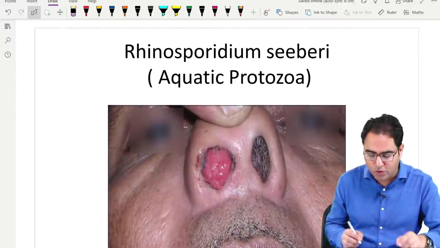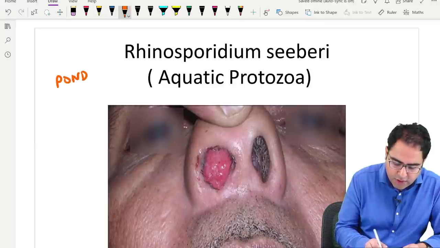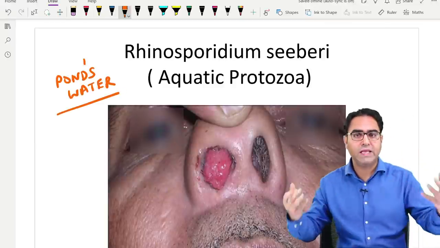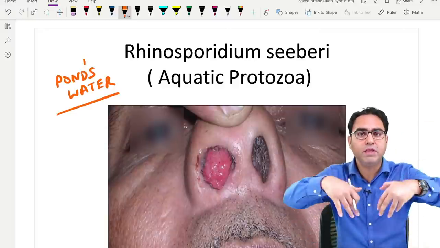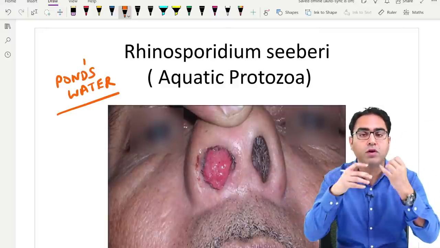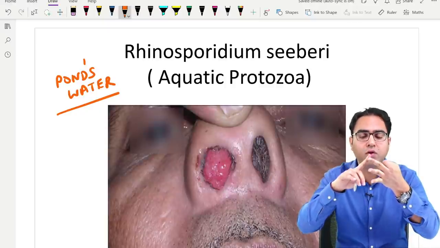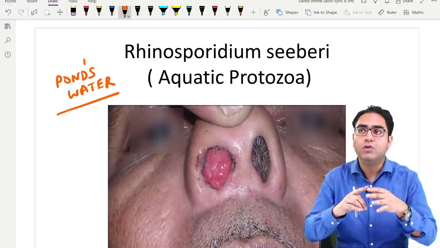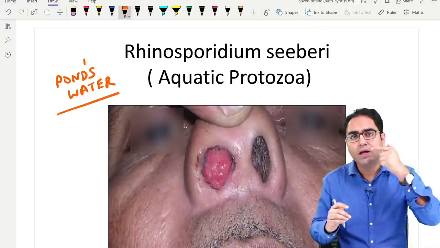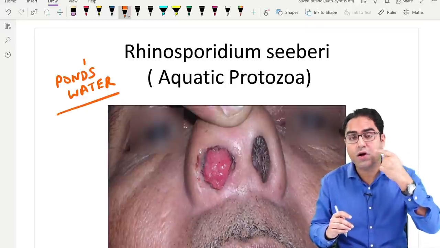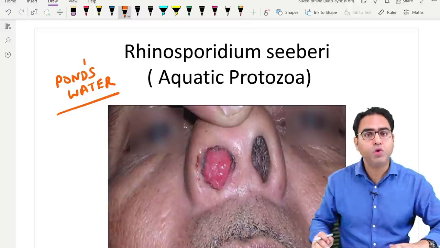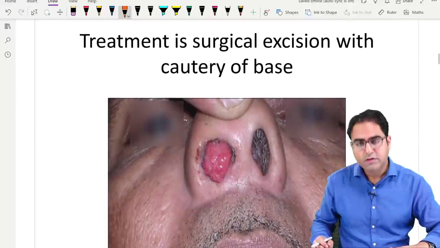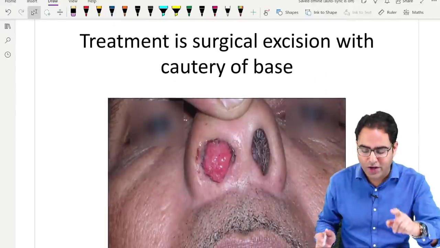It is aquatic protozoa. Aquatic means it is found in the pond's water. In the villages where the ponds are used for bathing, pond water has got this aquatic protozoa. When you jump in the pond, this protozoa enters your nose, your mouth, conjunctiva and genital mucosa also. So lesions are most commonly found in the nose, but also in the eyes, conjunctiva, oral cavity and genital mucosa. Okay, fine.